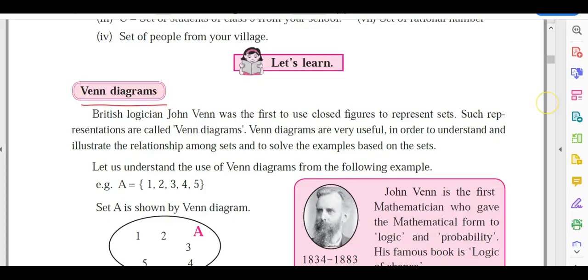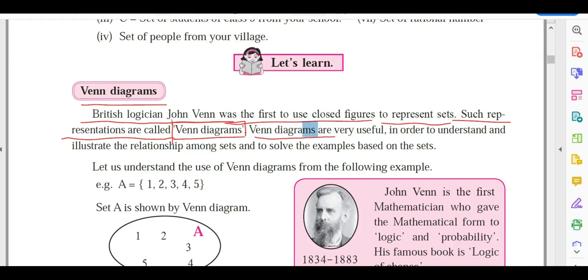We'll see the Venn diagrams. British logician John Venn was first to use closed figures to represent sets. Such a representation is called a Venn diagram.